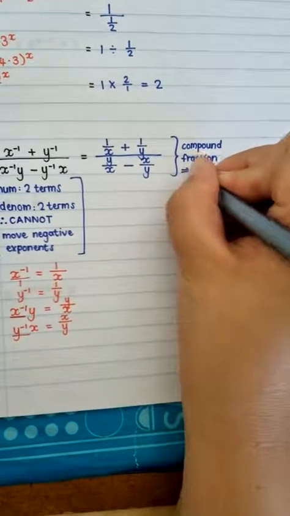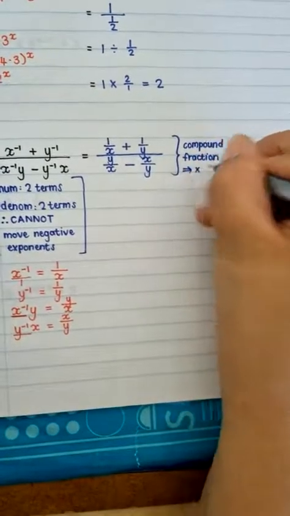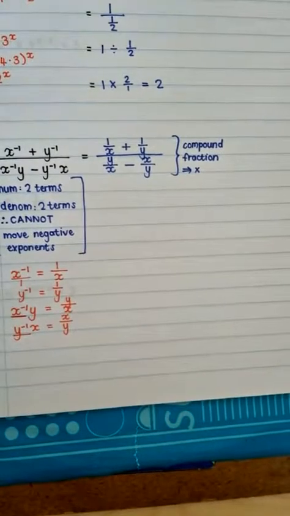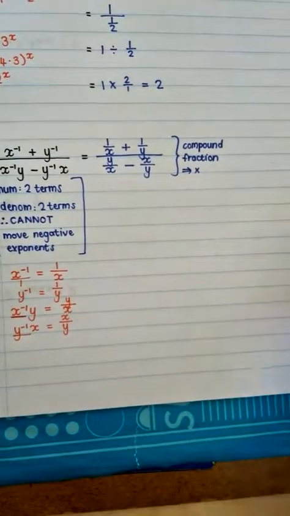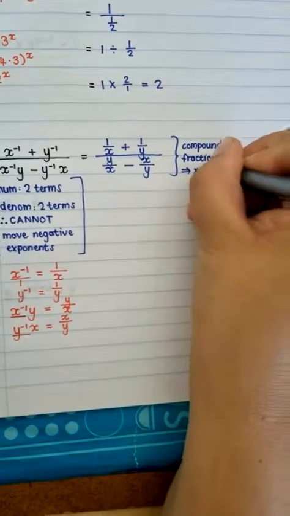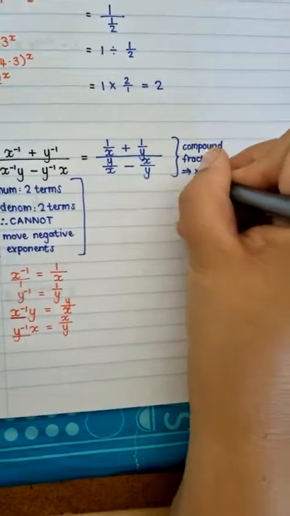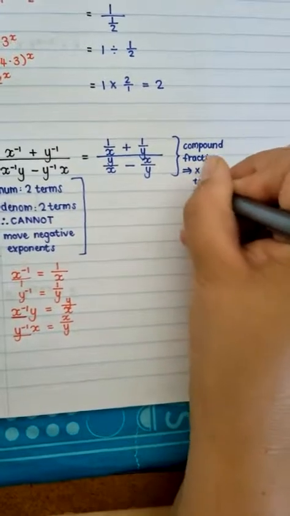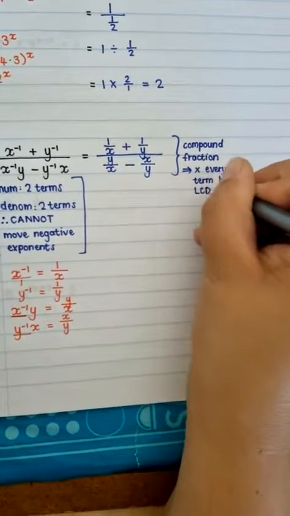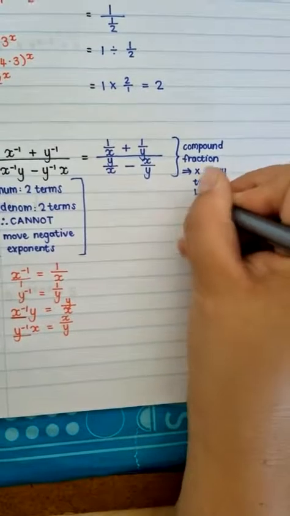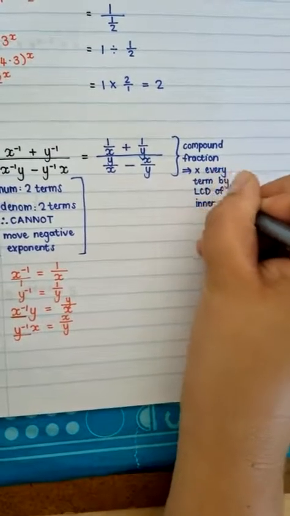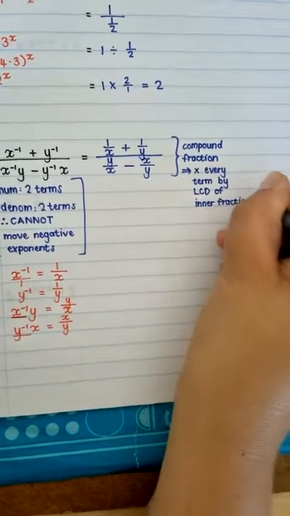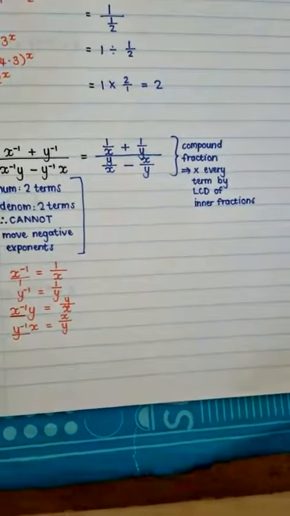To simplify that, the best way, the quickest and the easiest way of simplifying this, but you have to memorize it basically, is to multiply every term in the fraction by the LCD of the inner fractions. I'll show you guys now what I mean by that. It might be a bit confusing if you've never seen this method before. Just write that down and then I'll show you.